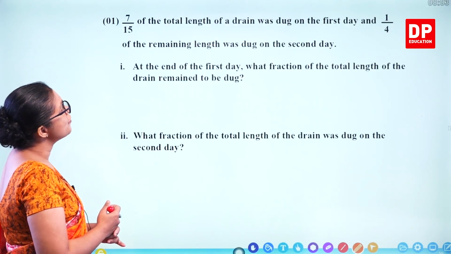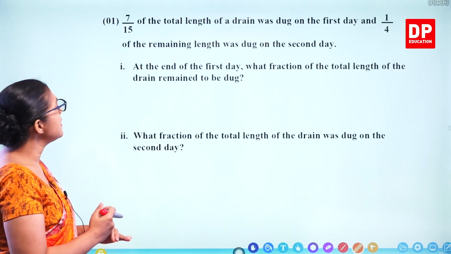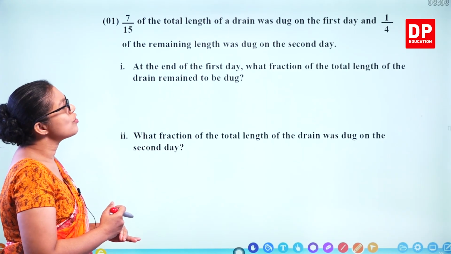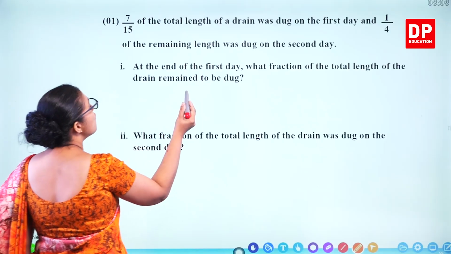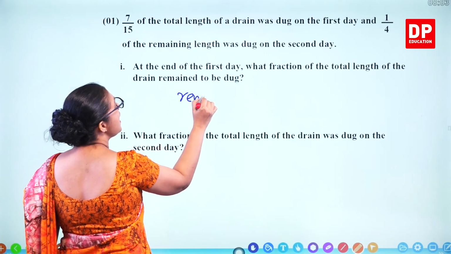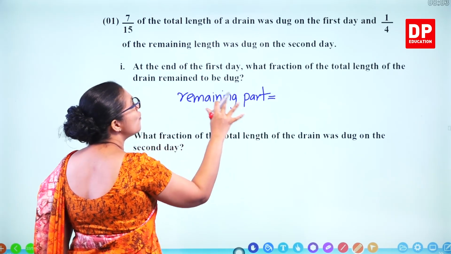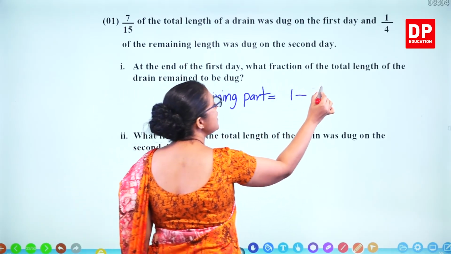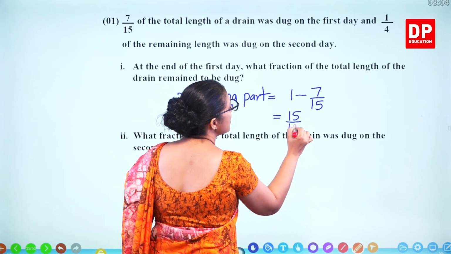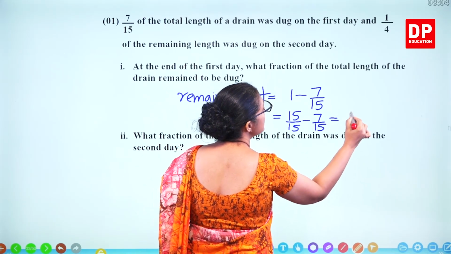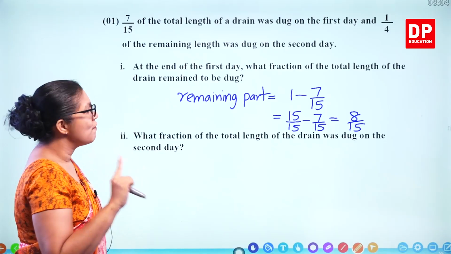7/15 of the total length of a drain was dug on the first day, and 1/4 of the remaining length was dug on the second day. At the end of the first day, what fraction of the total length of the drain remained to be dug? So the remaining part is 1, the full thing, minus 7 over 15. So 1 you can write as 15 over 15. So you get 8 over 15. That's the remaining part after the first day.